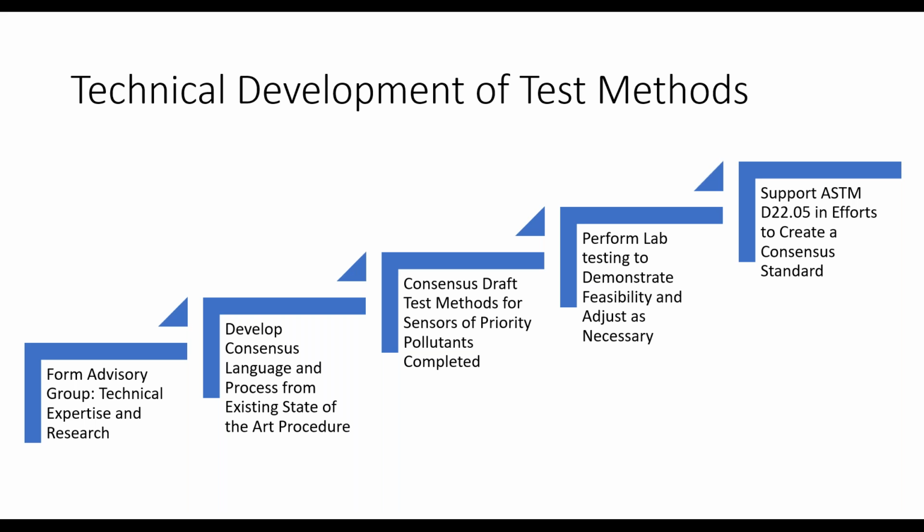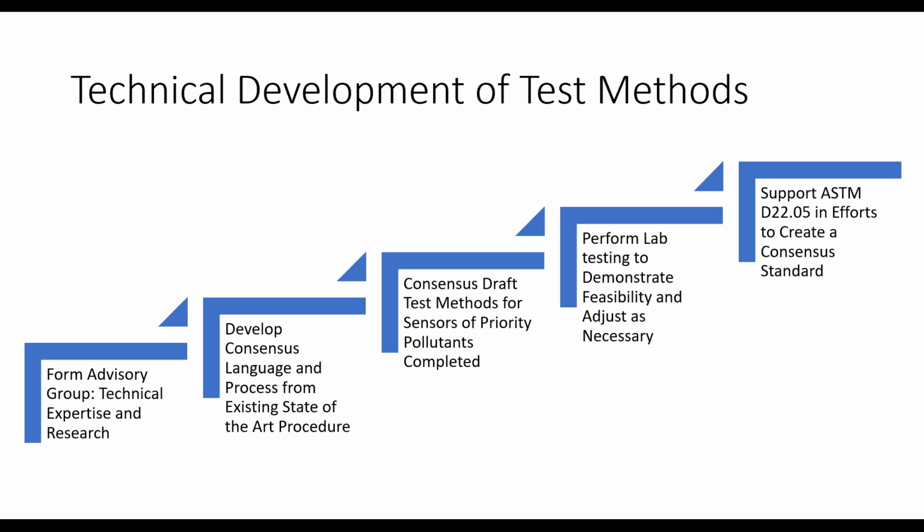So after we formed that group, we also took a state-of-the-art existing procedure based on a prototype test chamber and developed that procedure into consensus language that could actually be used in a standard. We got agreement and feedback from the advisory group on what needs to be in that test in order to make it rigorous and yet still cost effective for manufacturers to put their product through. We now have a consensus draft of that test method through that process. And I say consensus, not yet an ASTM consensus, but just within our working group. And we have drafts for both PM2.5 and CO2 sensors.